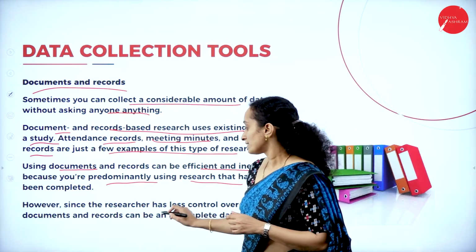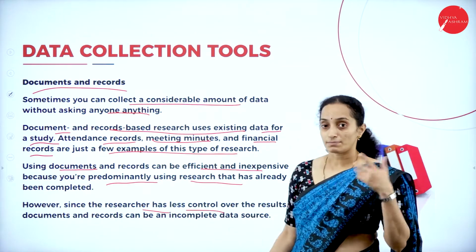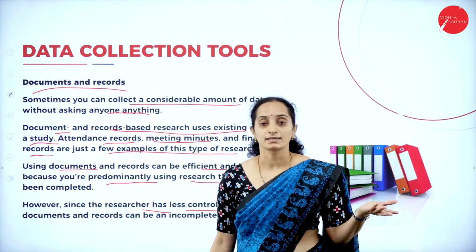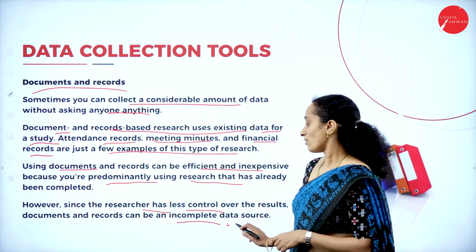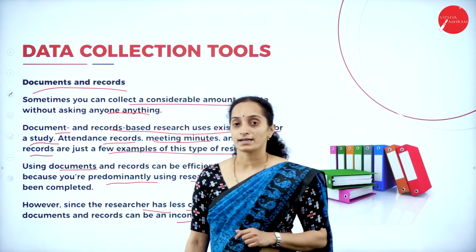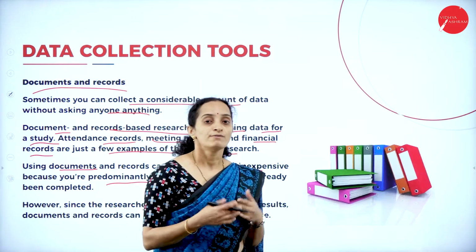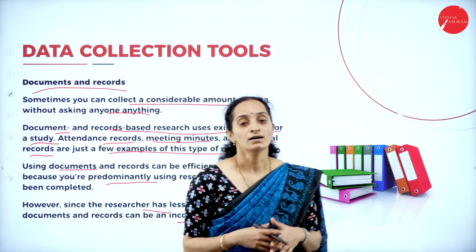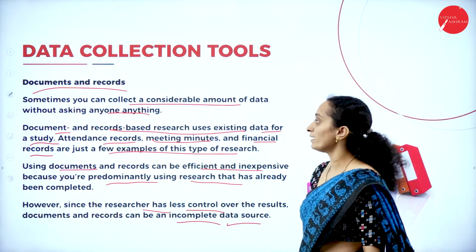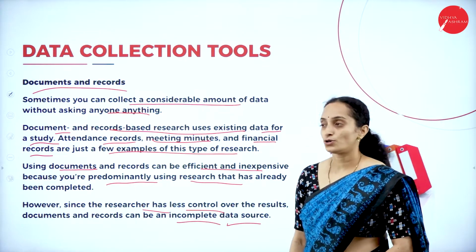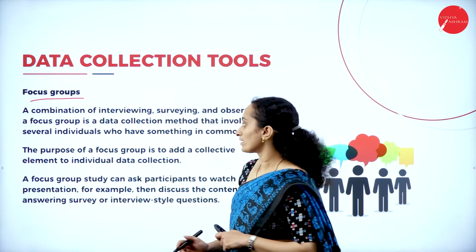Okay? Since the researcher has less control over the documents, that means somebody else has collected them, the documents and records can be an incomplete data source. Since data are collected by somebody else, we may not get the data which we are actually expecting. This is one of the disadvantages of the documents and the records. Next is the focus groups.